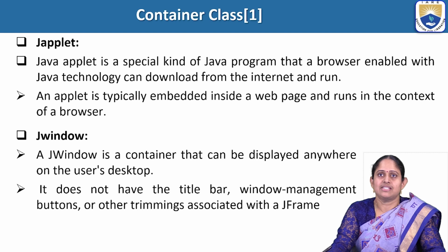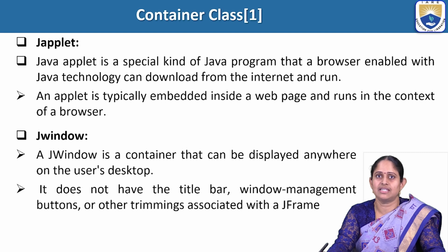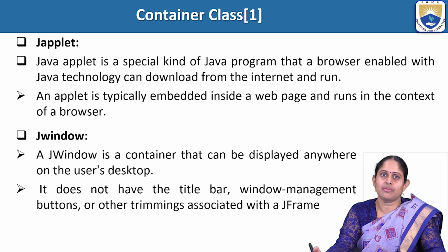The JApplet is a special kind of Java program that a browser enabled with Java technology can download from the internet and run. An applet is typically embedded inside a web page and runs in the context of a web browser. JApplet comes from the applets of AWT, and is mainly used for developing applets. Nowadays applets are no longer in use, so Java has completely removed them from its repository.